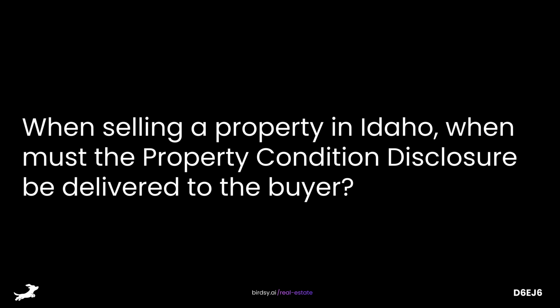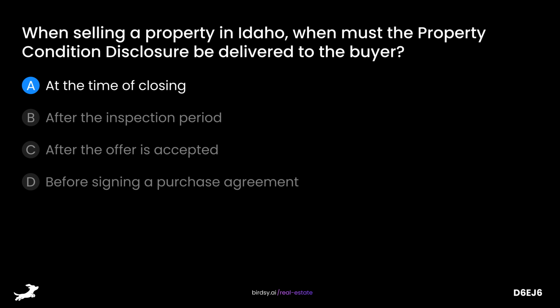When selling a property in Idaho, when must the property condition disclosure be delivered to the buyer? Is it A, at the time of closing, B, after the inspection period, C, after the offer is accepted, or D, before signing a purchase agreement? The answer is D, before signing a purchase agreement.